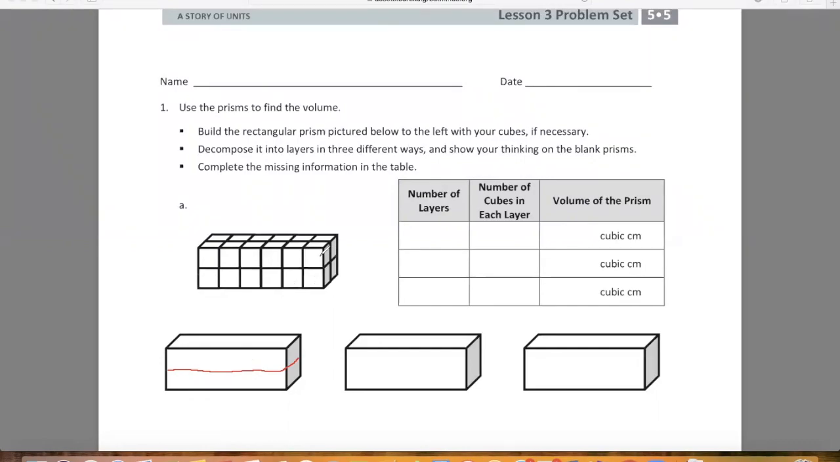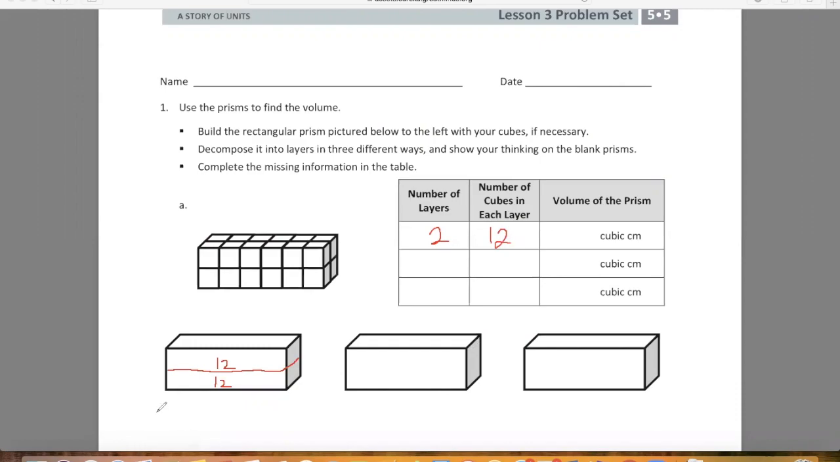So if I go count them, this is 1 cube, 2, and go through, and I know that on top there's 12, and on the bottom there's also 12. And again, I got this from counting by 2s, 2, 4, 6, 8, 10, 12, so 12. And I want to fill out this table that I have in the corner. So there's 2 layers, and in each layer I have 12 cubes.